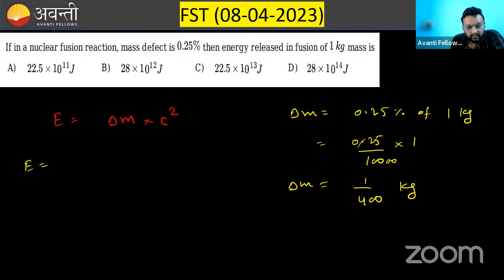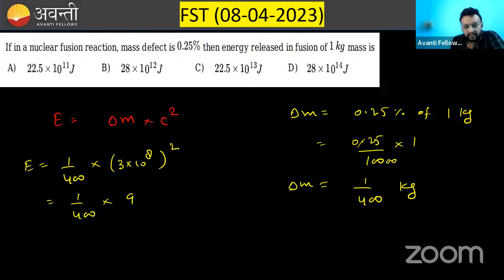So E will be 1 by 400 into C. What is C? Speed of light is 3 into 10 raised to the power 8, whole square. You can calculate it: 1 by 400 into 9 into 10 raised to the power 16. Now it's up to you. You can divide it and you will get the answer. Whichever is the option, you can divide it. Or I will divide it for you.